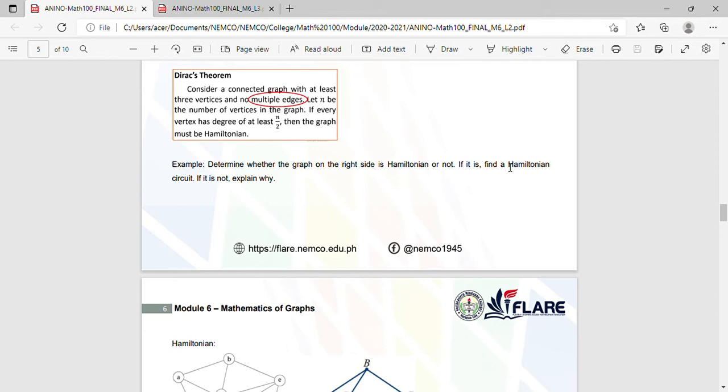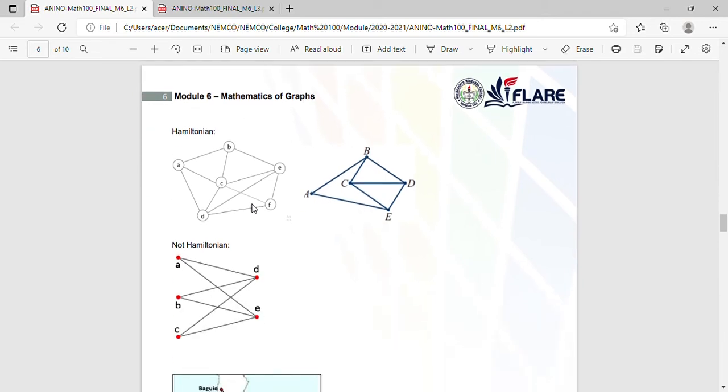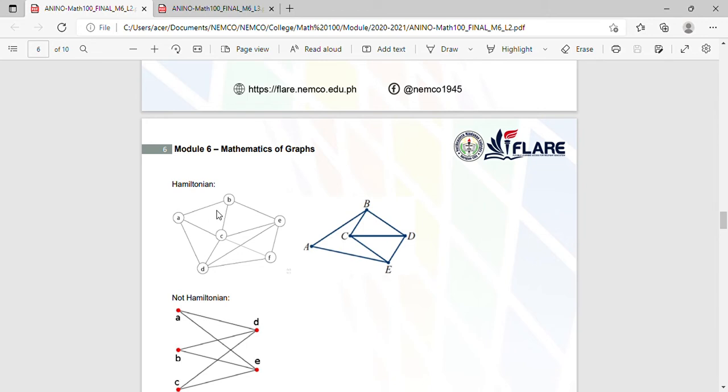If it is, find a Hamiltonian circuit. If it is not, explain why. So we have here an example. Is this first graph Hamiltonian? Yes, it is Hamiltonian, so you will just have to explain why it is Hamiltonian.